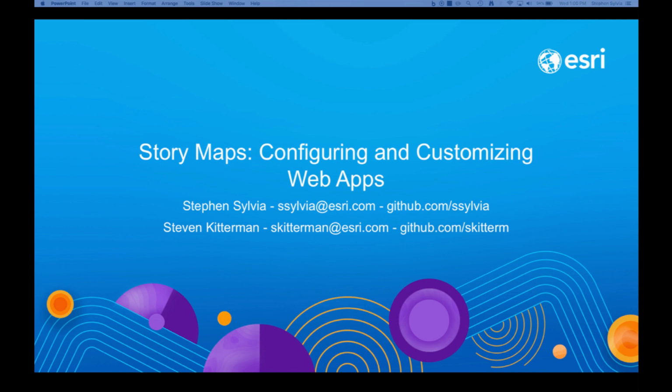I'm Steve, Sylvia. This is Steve Kitterman. We're two of the developers on the Story Maps team. Today we're going to be talking about how you can customize our Story Map apps that we have hosted on ArcGIS Online. Some of the customizations will be done on ArcGIS Online, so you can keep them hosted. Some of them you'll have to download and host yourself on your own servers.